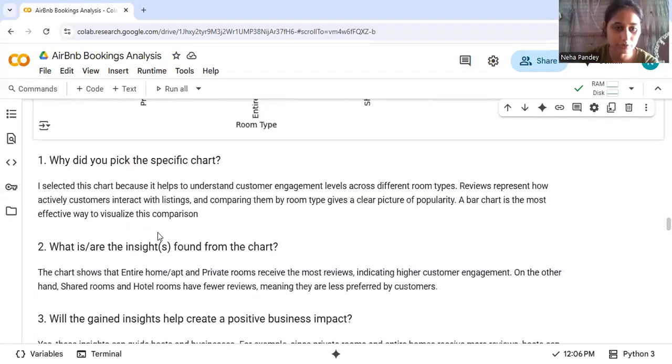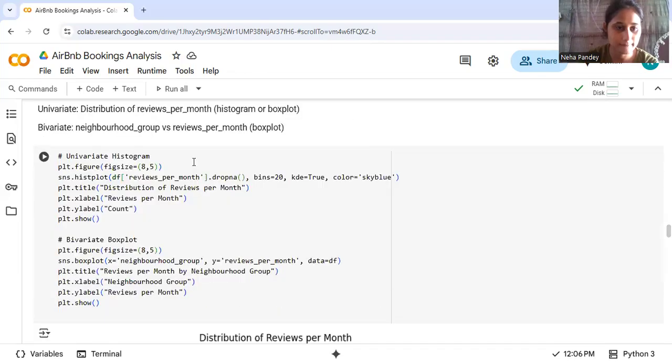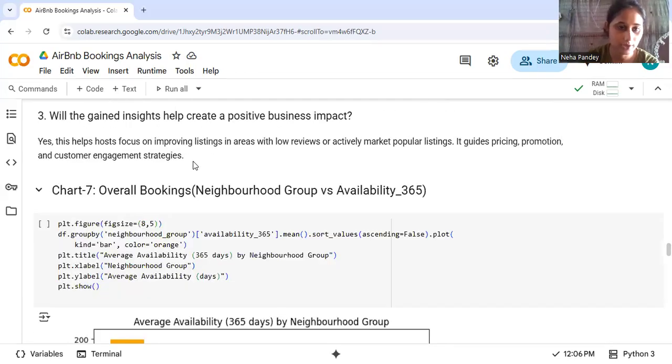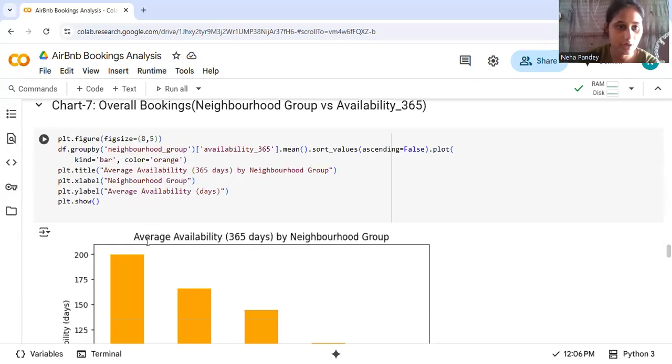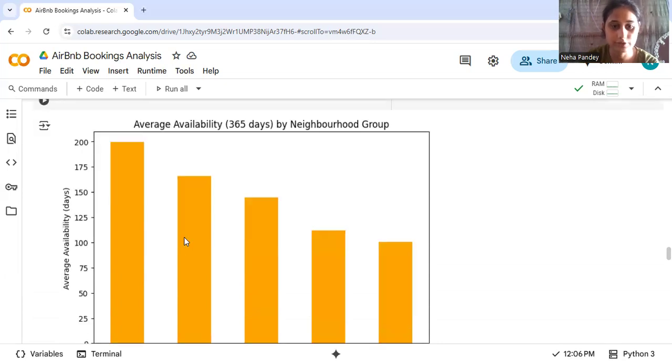This is a review for the customer, and so the review count reflects overall bookings. How many bookings in a month? This is the syntax for the chart.